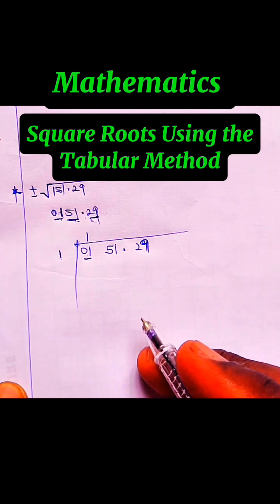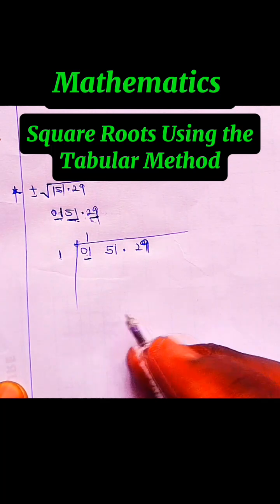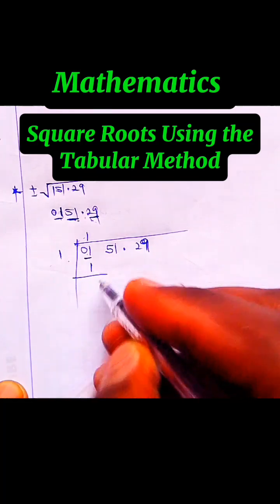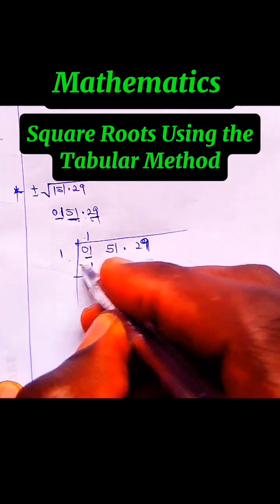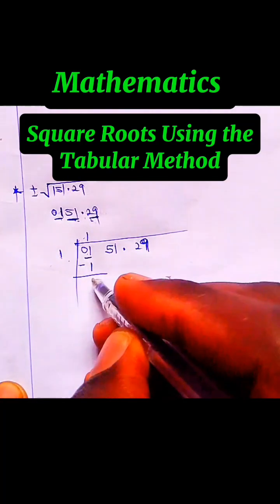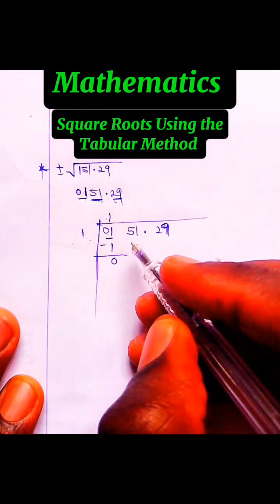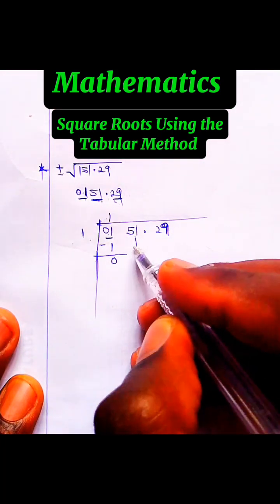After you've done that, the next thing we do is to multiply. 1 times 1 is 1. After you've done that, we subtract. 1 minus 1 is 0. So the next thing we do is to bring down after subtracting. So you bring down your 5 and 1.